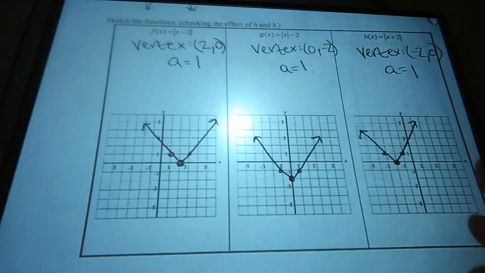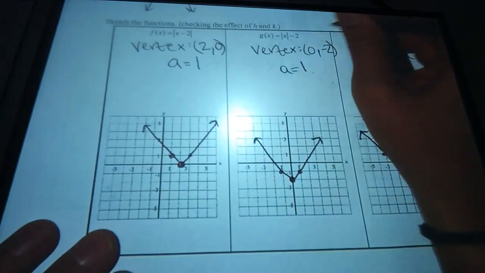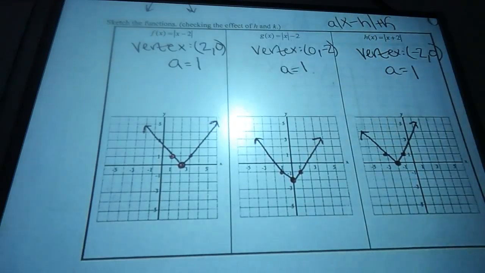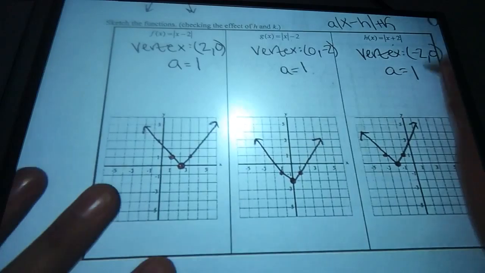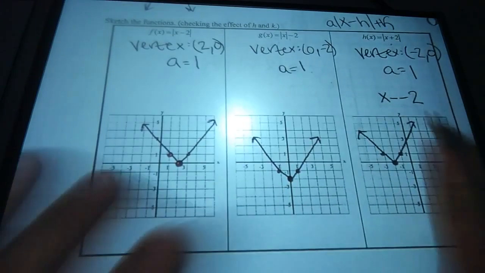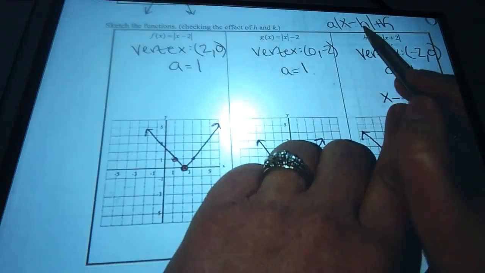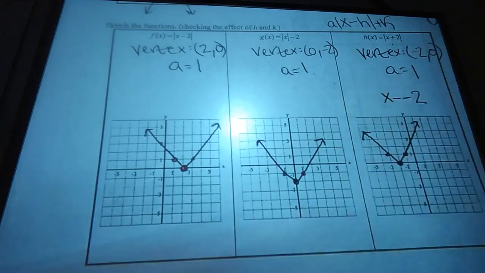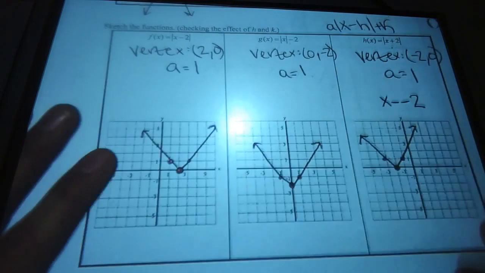Yes? Why do you switch the position of the x and the 2? For here, because the general form is x minus h plus k. So because of this, what I actually have here is x minus -2, if I were to write it as x minus h. Do you see what I'm saying? Oh, okay, so that's why you always flip it, because of how the general form is.